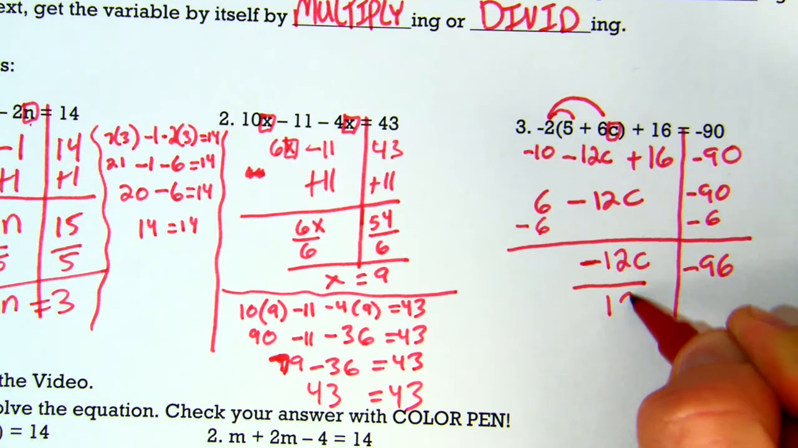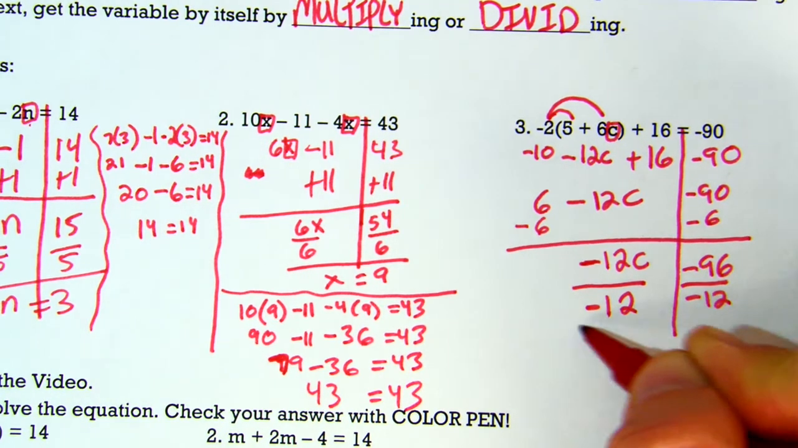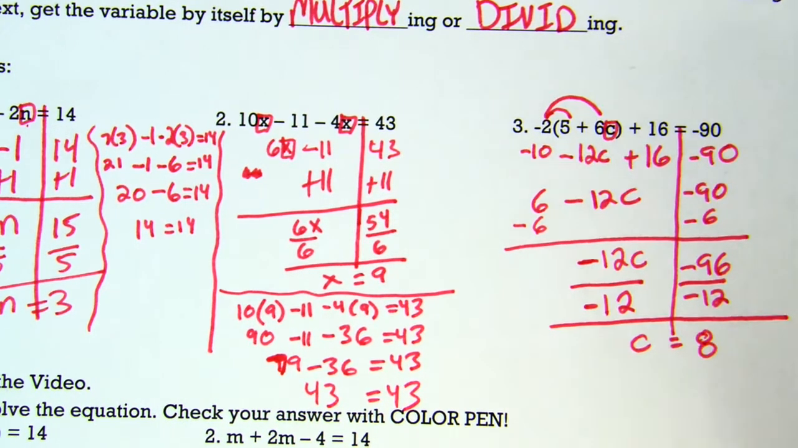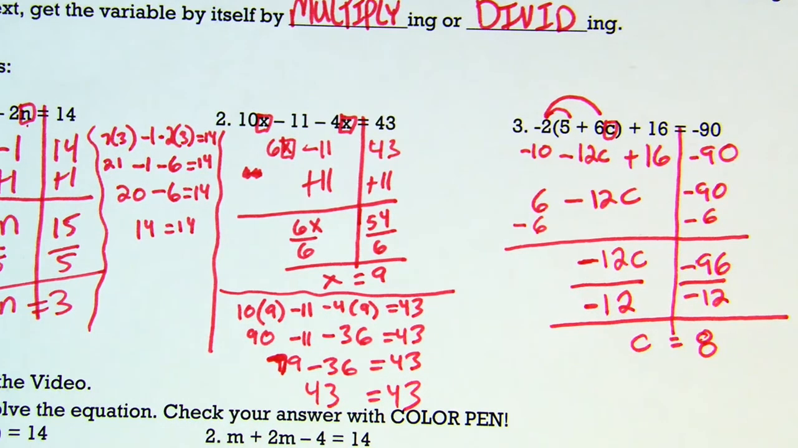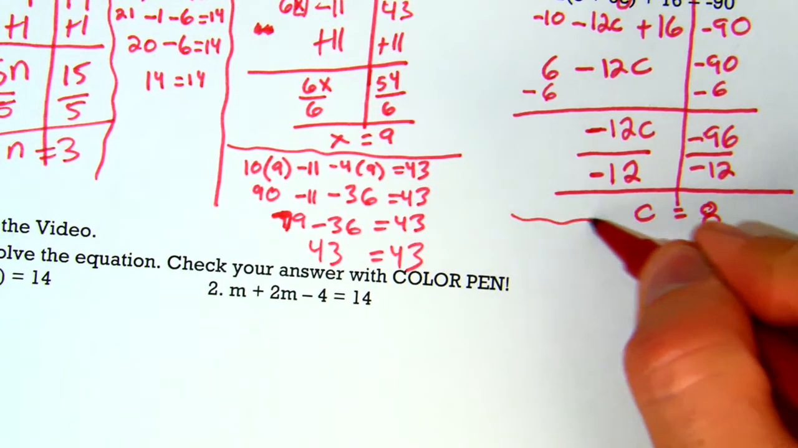I won't divide by just 12. I'm going to make sure I divide by negative 12. And c is going to be equal to, 12 goes into 96 8 times. And it is a positive answer because a negative divided by a negative is a positive. So I get an answer of 8. Okay, so let me go ahead and actually check to make sure that one works out here.